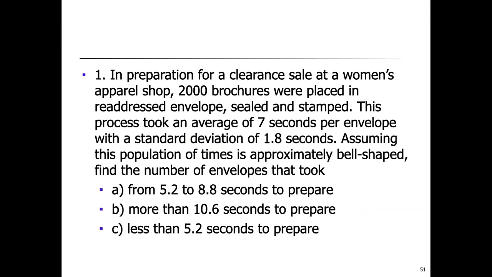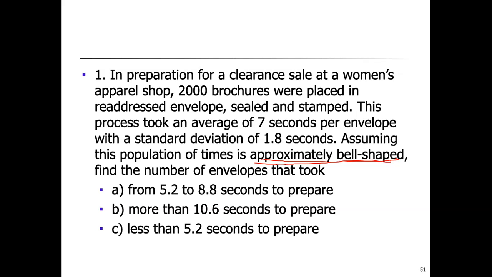In preparation for a clearance sale at a women's apparel shop, 2,000 brochures were placed in pre-addressed envelopes. They were sealed and stamped. This process took an average of 7 seconds per envelope with a standard deviation of 1.8 seconds. Assuming that this population of times is approximately bell-shaped, this is very important, because it has to be stated in the problem that we are assuming it is normally distributed or follows the shape of the bell, so that we can utilize the empirical rule.